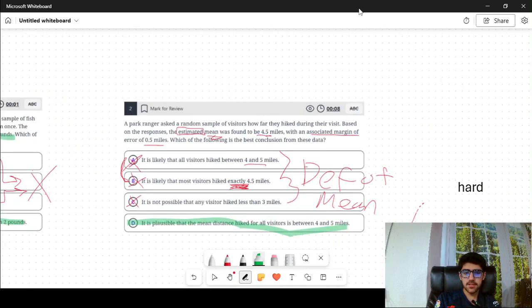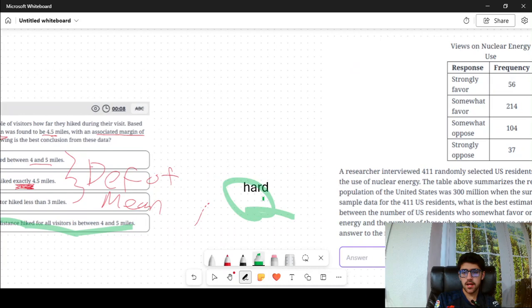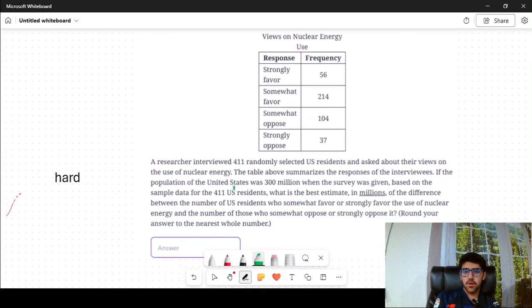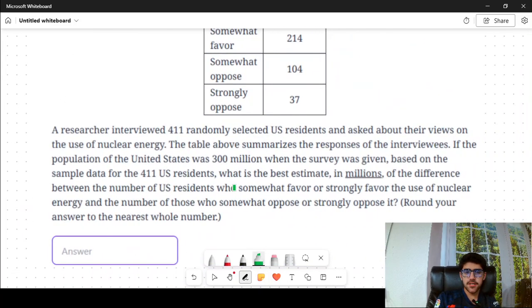So that is it for the medium questions. Let's move on to the hard questions. This is one of the ones that have a chart. So this one says a researcher interviewed 411 U.S. residents. He asked them about their views on the use of nuclear energy. That's not important. And the table summarizes the data. The population of the United States was 300 million. So this is telling us the total. So I'm assuming there's going to be some amplification or generalizing of the data.